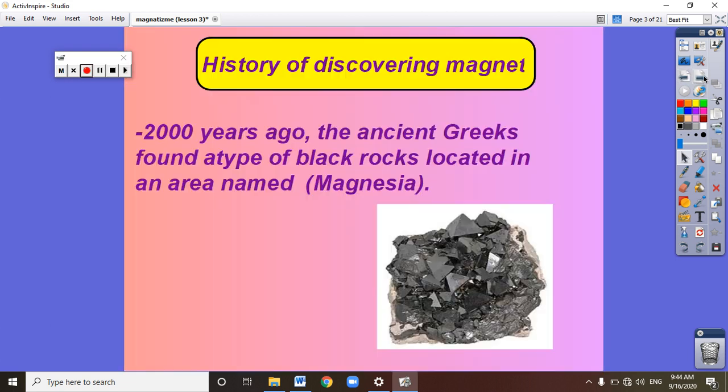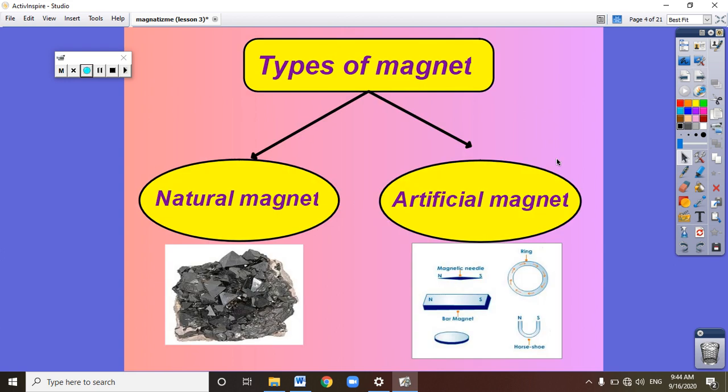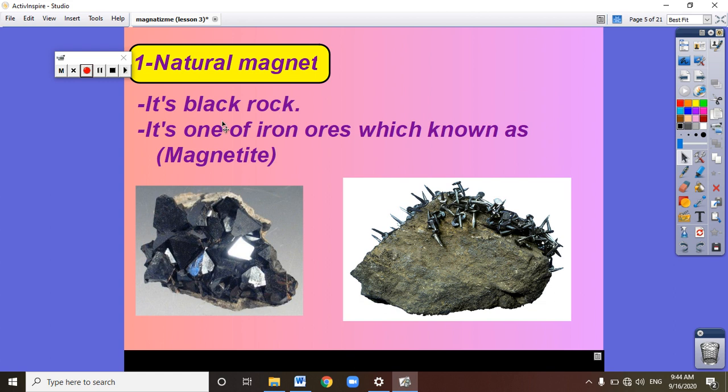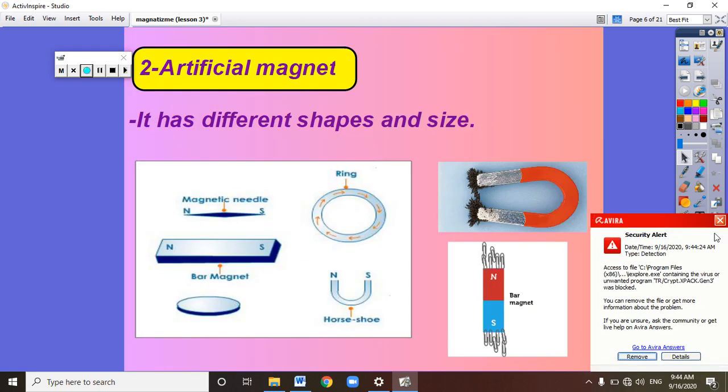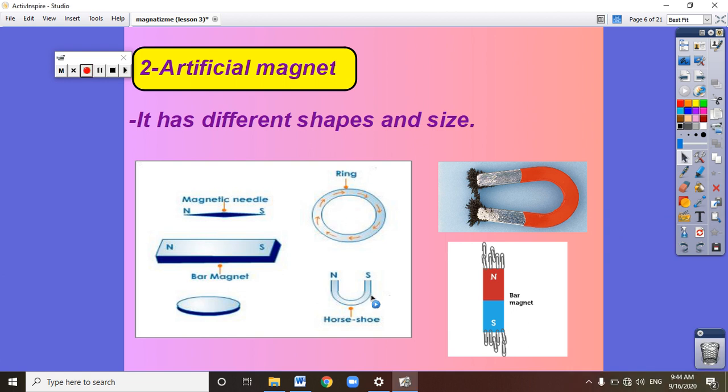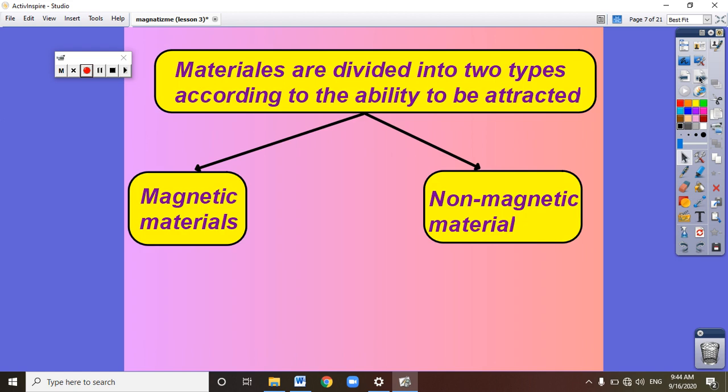So let's recap what we took today. We took the history of discovering the magnet, and don't forget, we discovered the magnet in a place called Magnesia. There are two types of magnet, natural magnet and artificial magnet. Natural magnet is one of the iron ores which is called magnetite, and it's a black rock, as you can see. And artificial magnet has many shapes like needle magnet, bar magnet, ring magnet, horseshoe magnet or U-shaped magnet. In this lesson we have two types of materials according to their ability to be attracted to the magnet: magnetic materials and non-magnetic materials.